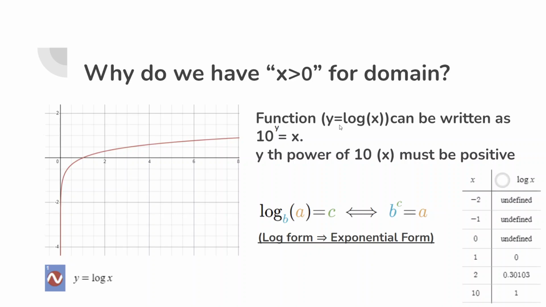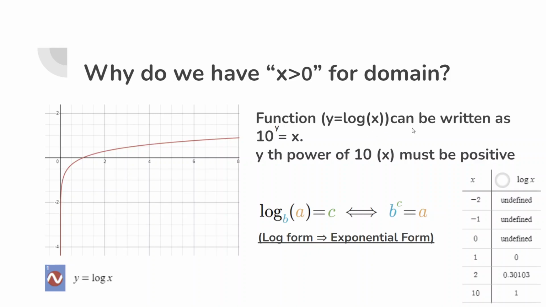If we use the same trick for our logarithmic function, then base 10 goes here, and y goes to the exponent, and x becomes its result. So 10 to the power of y is equal to x, and 10 to the power of y must be positive.